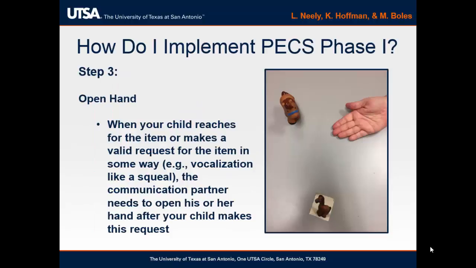Step 3 is to place an open hand. So when your child reaches for the item or makes a valid request for the item in some way, for example, if they use vocalizations like squeals, the communication partner needs to open his or her hand in order to entice the request.